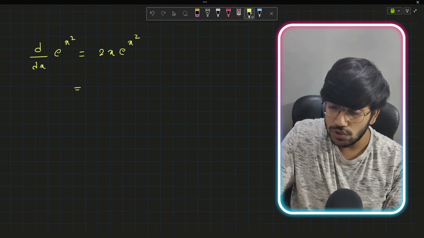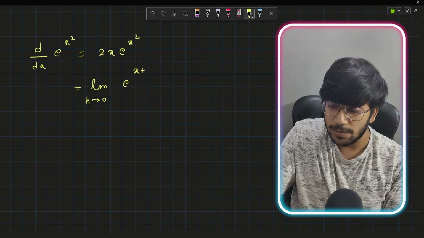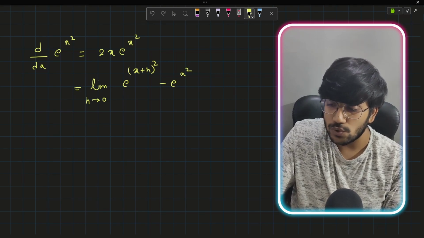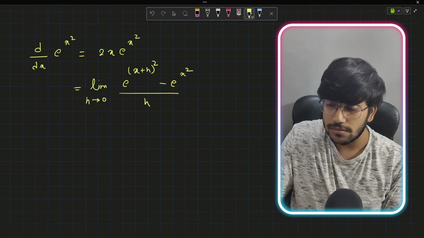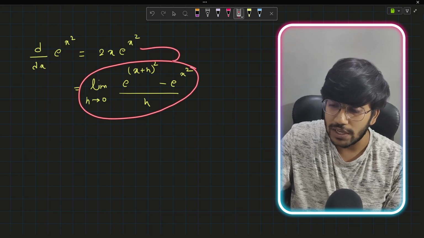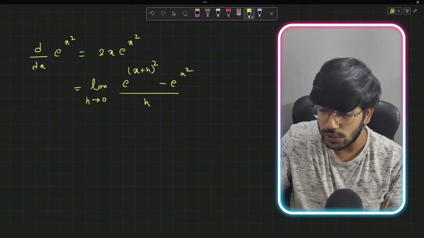If we use the first principle, what we get is the limit h tends to 0, e to the power (x plus h) whole squared minus e to the power x squared, over h, right? And somehow we need to solve this expression to get this. So let's basically do that.